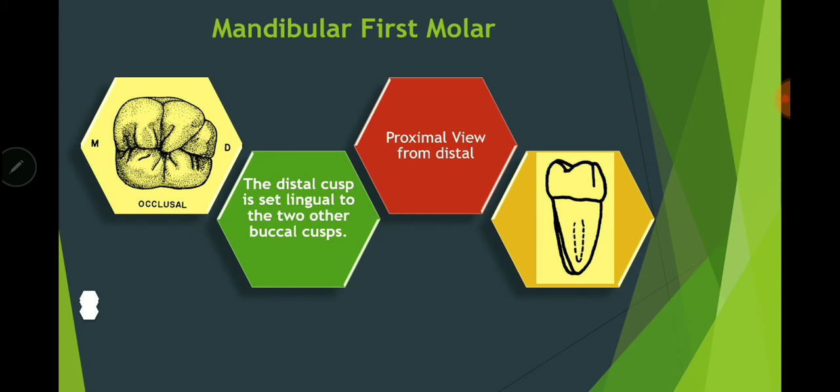And yeah, in the proximal view, this is a proximal view from the distal surface. You can see that also the distal cusp here is lingual to these other cusps, which is the buccal cusp. Okay, so this is the buccal, this is lingual. Okay, so the distal cusp is more lingual than the rest of the buccal cusps.